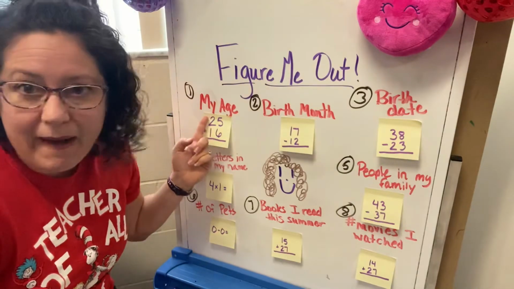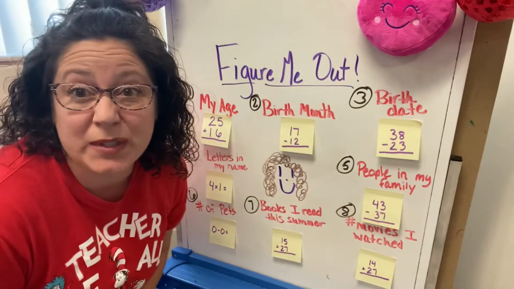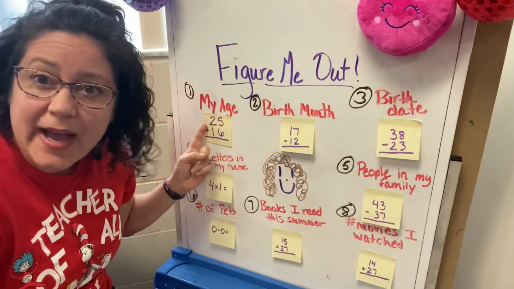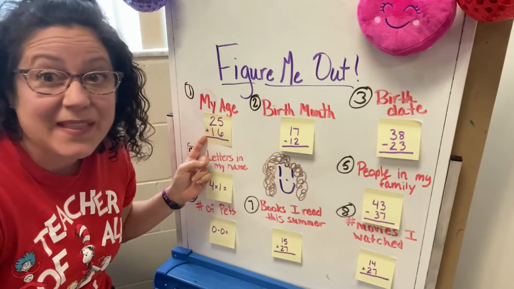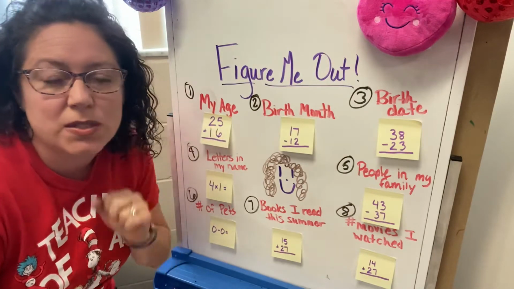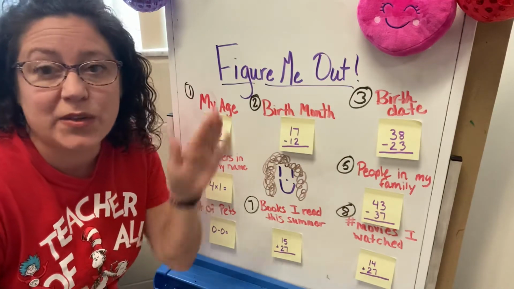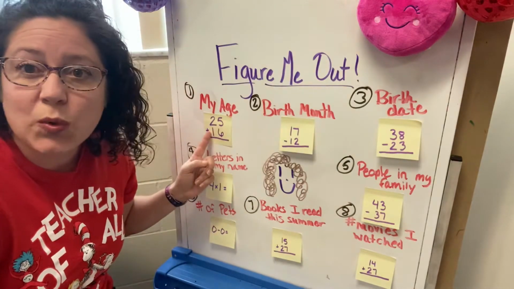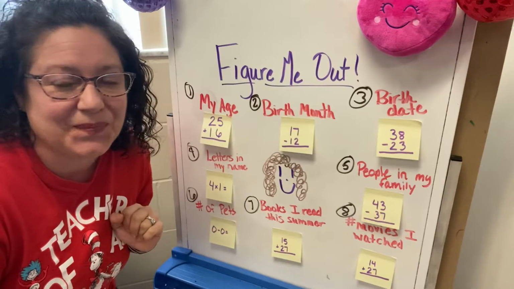My first box is my age. How old am I? So on your paper next to number 1, write 25 plus 16. That's my age. Don't tell anyone else, okay? You don't have to solve it now. You can solve it after we write all the problems. All right, so number 1, 25 plus 16, okay?